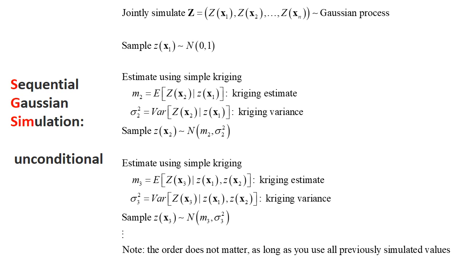We estimate the conditional mean, which is obtained with kriging, and the conditional variance, and we draw that value from a normal distribution, which is now no longer standard Gaussian, but has a mean, which is the simple kriging mean, and a variance, which is the kriging variance. And so on. So we repeat this kriging every time, and this kriging system becomes bigger and bigger. So the order does not matter as long as we use all of the previous simulated values.